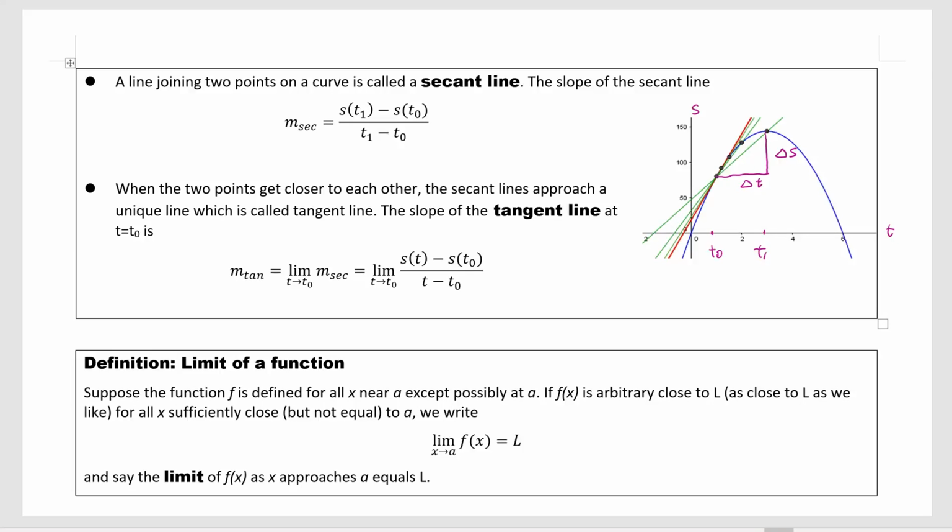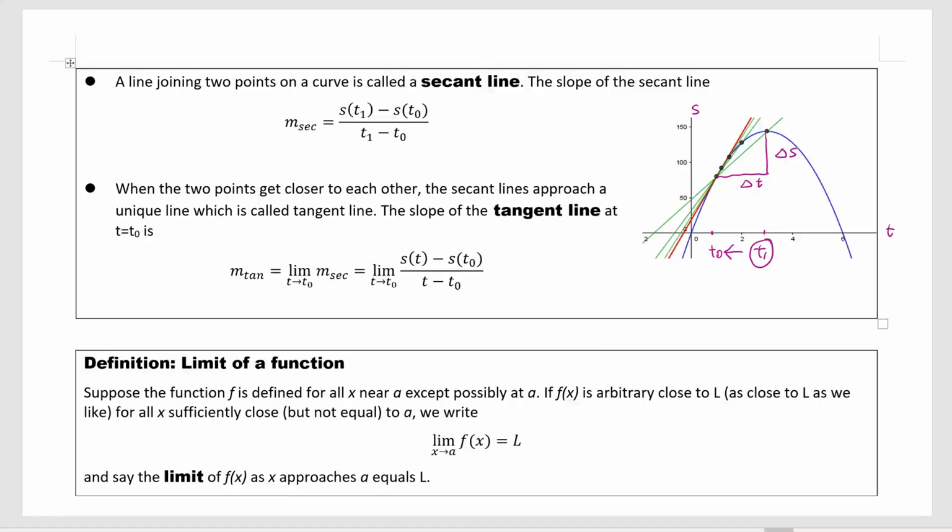Next, when the 2 points get closer to each other, the secant lines approach a unique line, which is called the tangent line. So you can see this red line is tangent to the curve at the point t0. When we let the second point get close to the first point, the green lines actually converge to the red line.